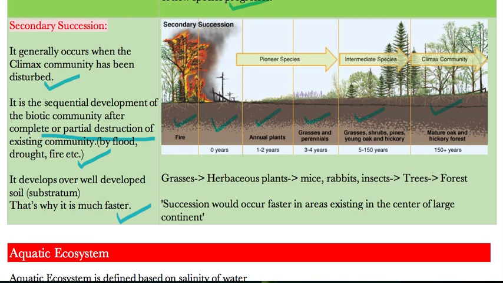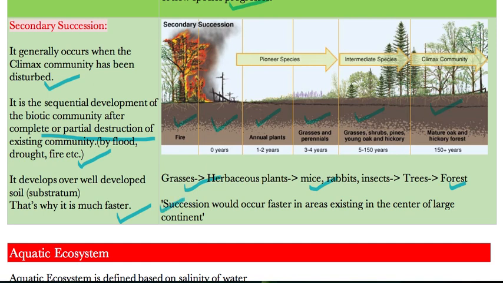First the grasses will come, then herbaceous plants will come, then small animals like mice, rabbits, insects will develop, and then you will have trees, and ultimately you will have a forest wherein very good biodiversity will be there. So succession would occur faster in areas existing in the center of large continents. So this is one important fact which you might note.